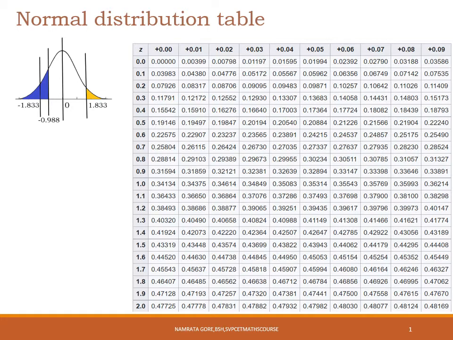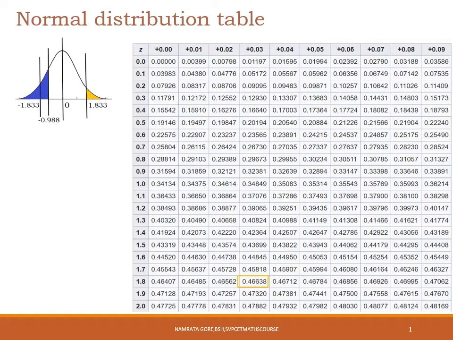that is 1.83, and it takes the value 0.46638. So the area more than 1.833 is equal to the area in the right half, that is 0.5, minus the area between z equal to 0 and z equal to 1.833, that is 0.46638. The resultant area required, which is denoted by this yellow color, comes out to be 0.5 minus 0.46638, that is 0.03362.